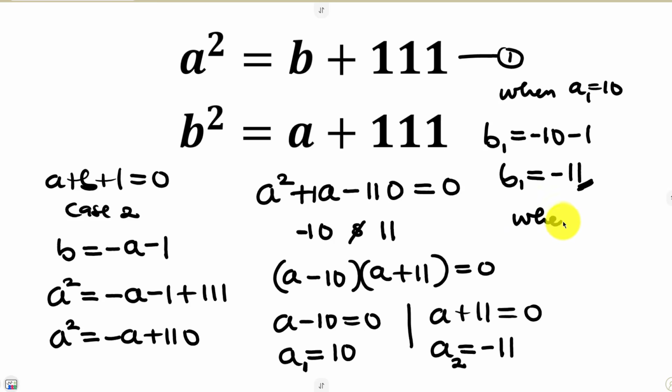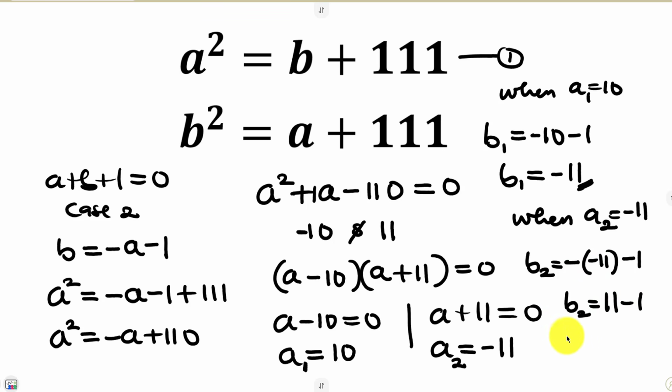Now when a is this time negative 11, the corresponding value of b will be, we have negative a, so negative a is negative negative 11, and then minus 1. Good. So the corresponding value of b will be, negative times negative is positive, so positive 11 minus 1, making the corresponding value of b equal to 10. Good. So let me write it here.